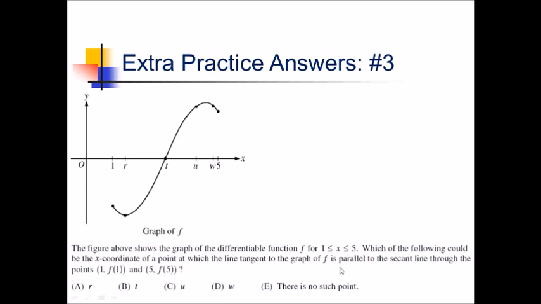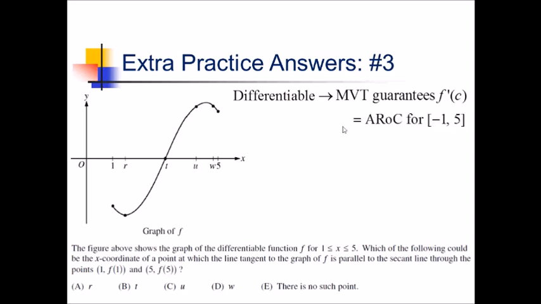So when we're asking about the tangent line matching the secant line, we're pretty much talking about instantaneous rate of change versus average rate of change. That's what a secant line is giving us. And this is talking about the mean value theorem. Since we have a differentiable function, the mean value theorem is going to apply here, which means that we are guaranteed that f prime of c, the slope of some tangent line somewhere on this interval, is going to match the average rate of change between 1 and 5. We're guaranteed that there's a tangent line that matches the secant line.